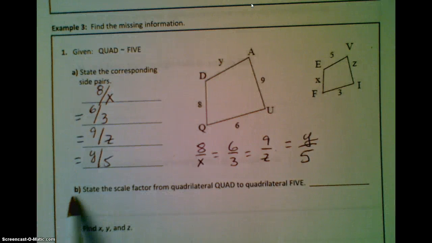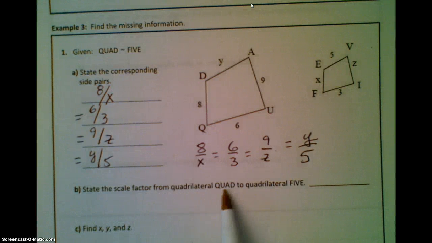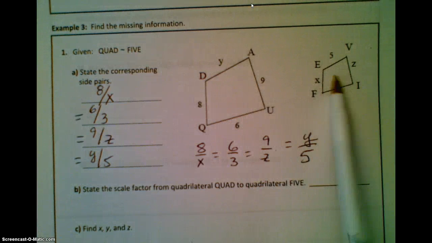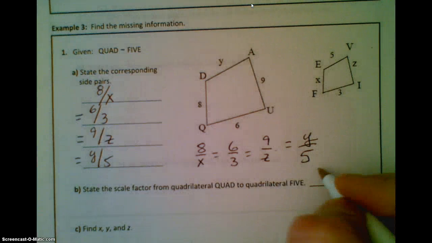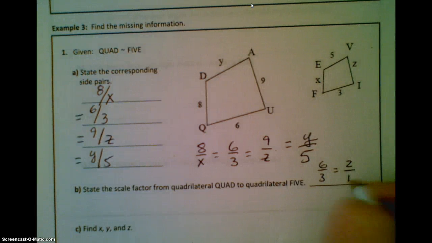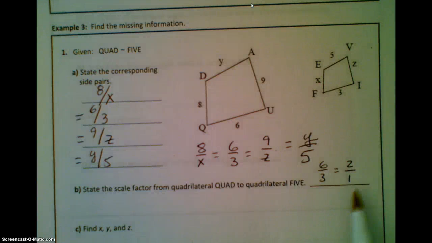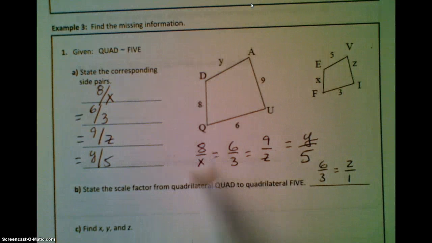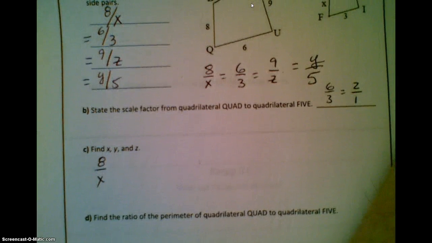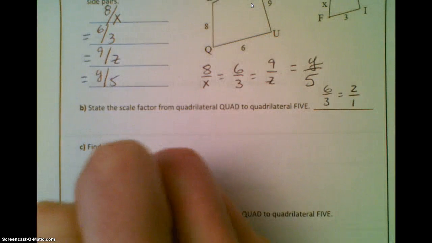So that leads us to part B, state the scale factor from quadrilateral QUAD to quadrilateral FIVE. That's the ratio of the large one to the small one. So our scale factor is 6 to 3, which is going to reduce down to 2 to 1. We can use the scale factor, reduced or unreduced, however you like, to find X, Y, and Z. To find X, I'm going to use this ratio. So I've got 8 to X, and that's going to be equal to our scale factor, so that's 2 to 1.